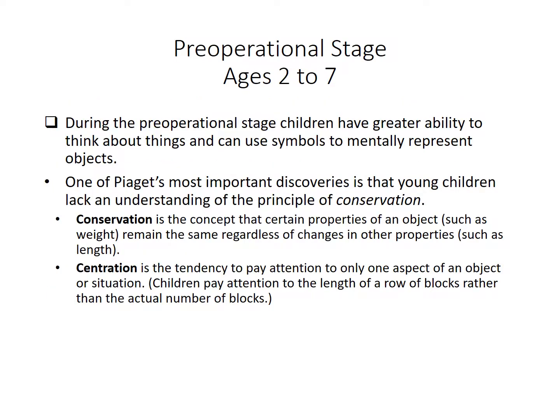The second stage is the pre-operational stage, and this is what we associate with most preschoolers and early elementary students. During the pre-operational stage, children have developed a greater ability than before to think about things and to use symbols to mentally represent objects, but they're not all the way there yet. One of Piaget's most important discoveries is that young children lack an understanding of the principle of conservation. That is, the idea that certain properties of an object remain the same regardless of changes in other properties.